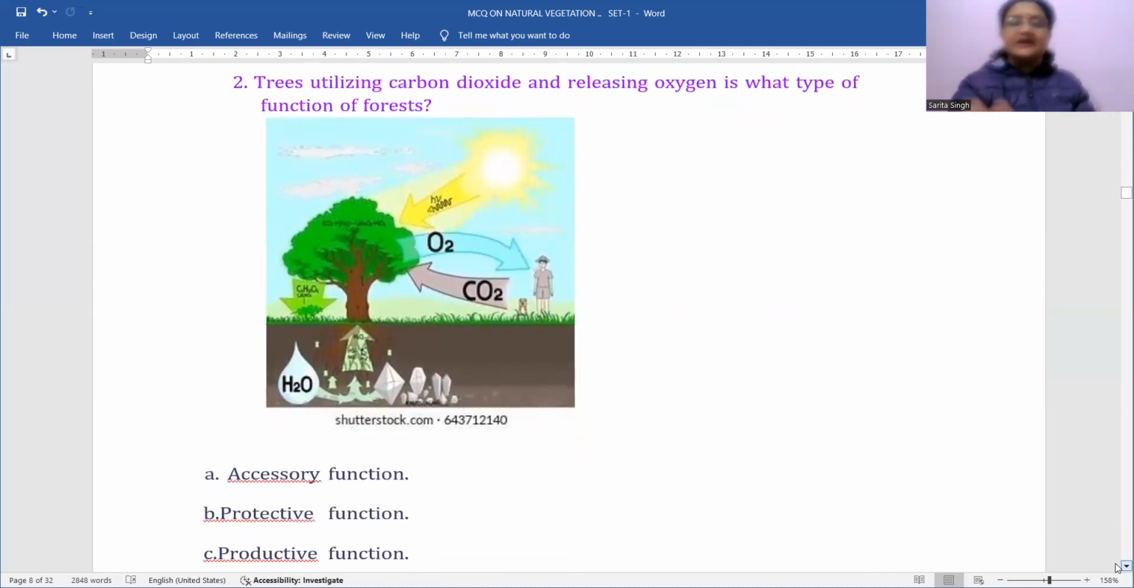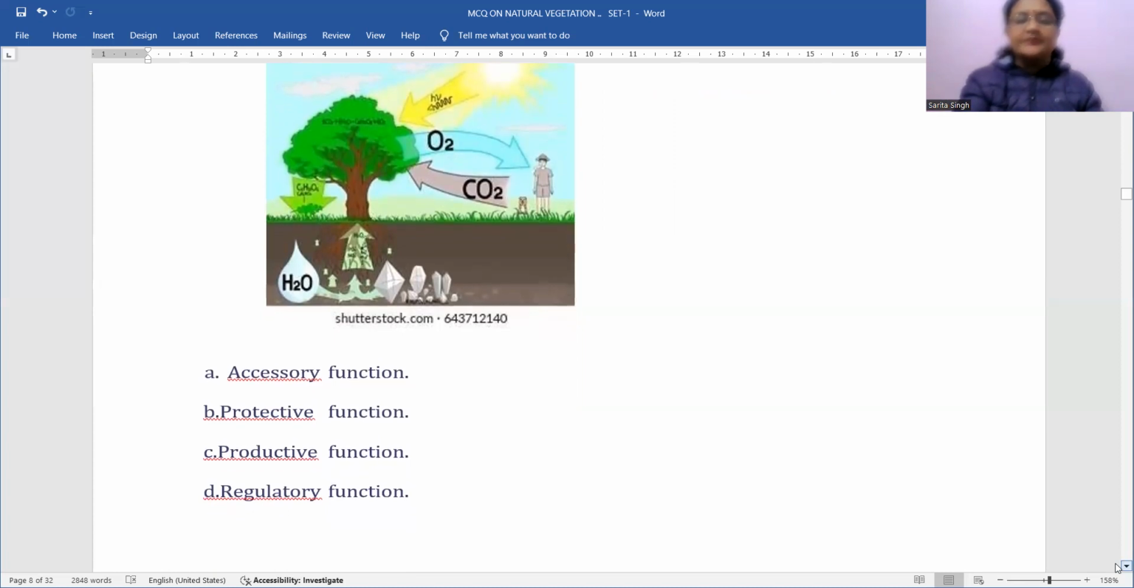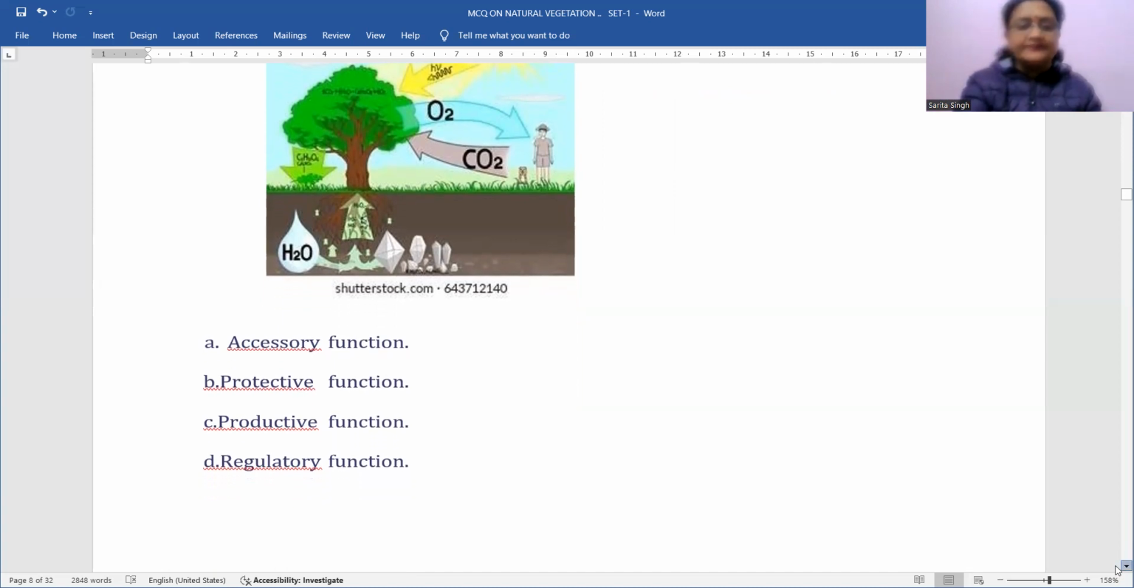मतलब जो एटमॉस्फेयर से कार्बन डाइऑक्साइड लेता है और उसको यूटिलाइज करता है, and it is releasing back oxygen in the atmosphere, right? तो अब यहां पर कौन सा फंक्शन होगा फॉरेस्ट का? यहां पर आ जाएगा रेगुलेटरी फंक्शन. ओके, रेगुलेटरी फंक्शन वो होता है बच्चों जो फॉरेस्ट जिसमें सारे साइकिल्स जो हैं, लाइफ सपोर्टिंग साइकिल्स, उनकी प्रॉपर फंक्शनिंग में जो हेल्प करता है, उनको हम बोलते हैं रेगुलेटरी फंक्शंस. ओके, सो द आंसर इन दिस क्वेश्चन विल बी डी.